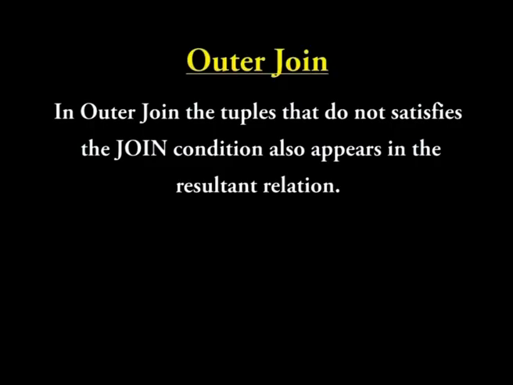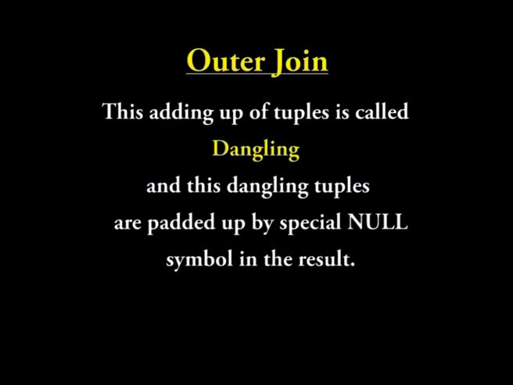So, next is outer join. Usually in join only those tuples from two relations are selected which satisfies some condition, but in outer join the tuples that do not satisfy the join condition also appears in the resultant relation. This adding up of tuples is called dangling, and this dangling tuples are padded up by special null symbol in the result. This outer join is of three types as we have already mentioned.